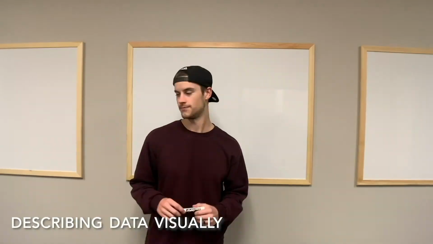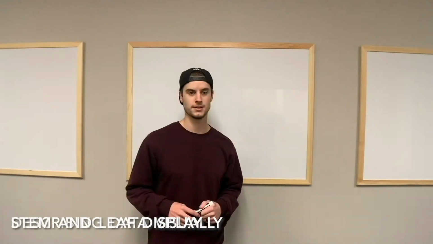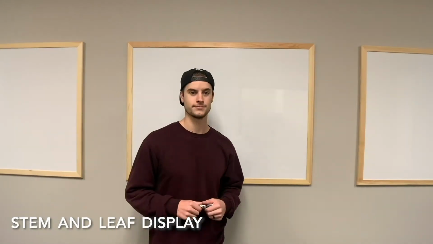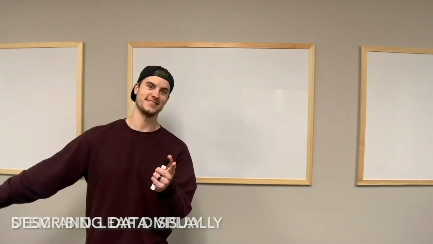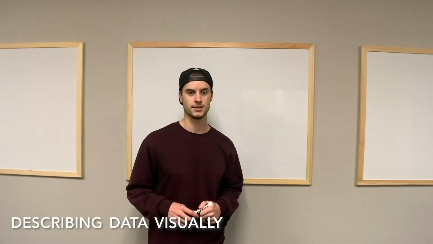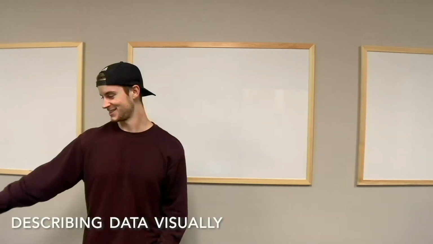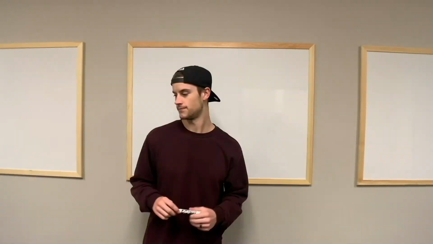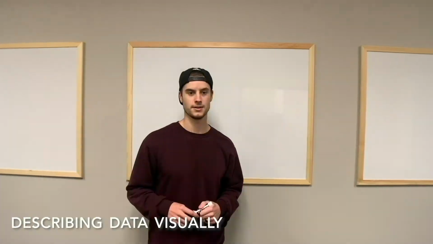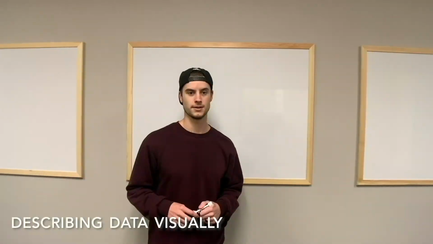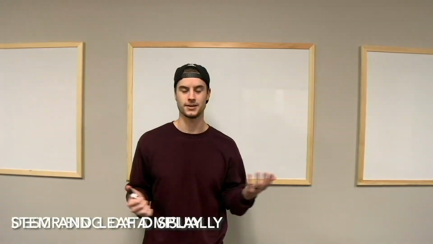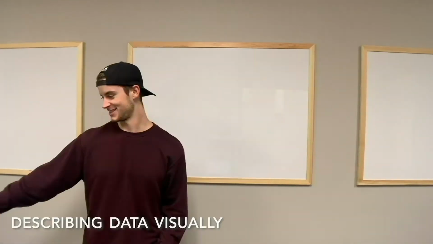So really the first one we want to talk about is a stem and leaf display. A stem and leaf display is really just kind of like a frequency table, right? The first thing we want to do is build the table. We want to put the data down. So we want to start with the frequency, okay? And then our next thing is the stem, and I'll talk more about that in a second, and then we have our leaf, okay?